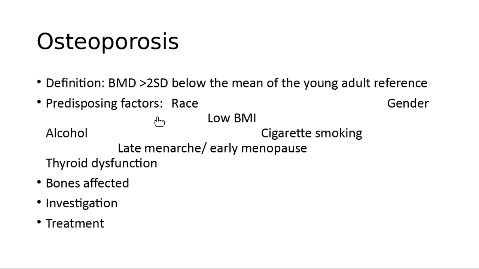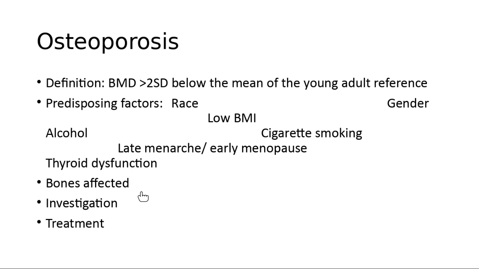What are some of the predisposing factors to osteoporosis? Remember, we said Colles fractures tend to occur in postmenopausal women. It can occur in men, but postmenopausal women are the ones most likely to get Colles fractures, as a result of their bone mineral density being below 2.5 standard deviations below the mean of the young adult.